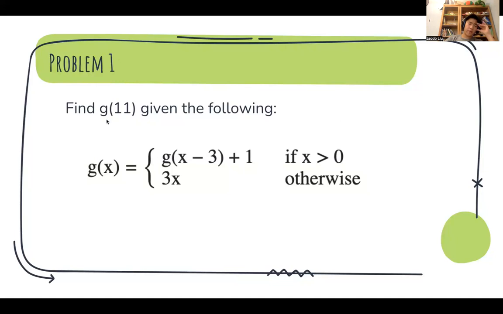So problem 1: find g of 11 given the following. G of x is equal to g of x minus 3 plus 1 if x is greater than 0. Otherwise, if x is less than or equal to 0, then the answer is 3x. Try to take a few minutes, pause the video and try to solve this. And now I will go over the answer.